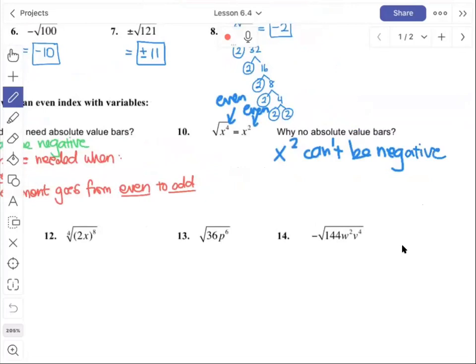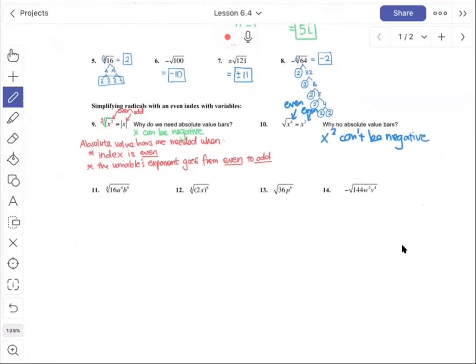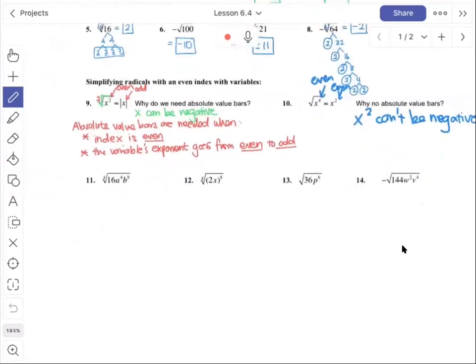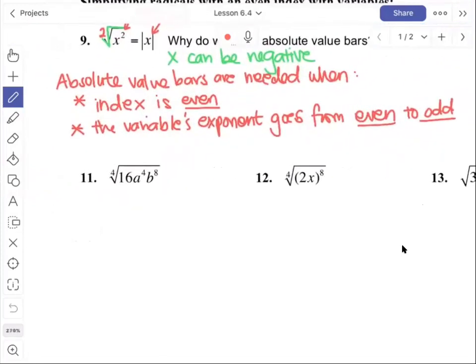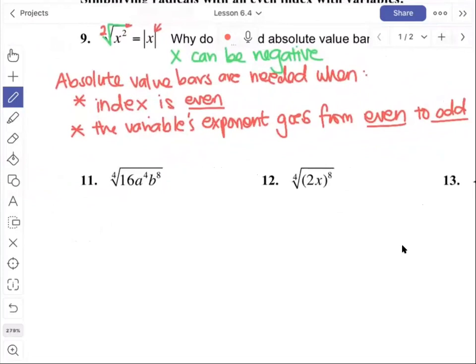All right, so let me go ahead and let's do some examples together to get a better grasp of this. When do we need absolute values? Okay. All right, help me with this one, please. Let's see, Timothy, help me out with this one. All right, so number 11, let's do this one together.